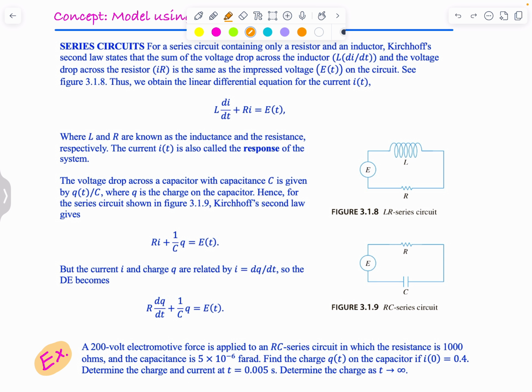Hence, for the series circuit shown in figure 3.1.9, okay, I've done a little bit of work in these. Mine doesn't go very far. I just know that we can do systems with that kind of thing. But my background's in math, not in electricity or even physics, but pure mathematics.